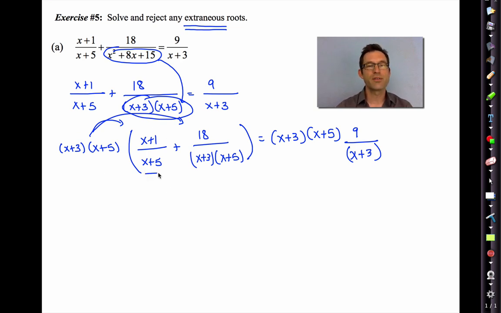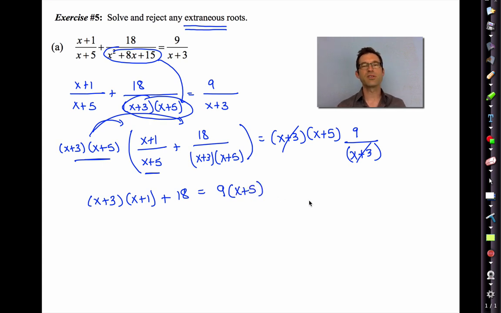When I multiply this fraction by these two factors, the x plus 5s are going to cancel, but my x plus 3 is going to still be there, as is my x plus 1. That's going to be annoying. At least here when I distribute, all those are going to cancel. I'm just going to be left with 18. On this side, the x plus 3s will cancel, and I'll be left with 9 times x plus 5.